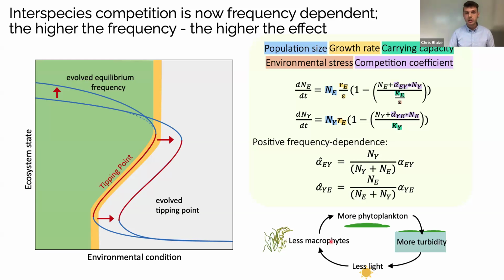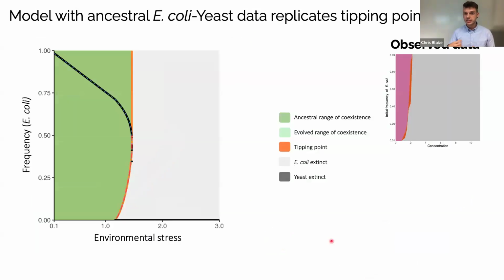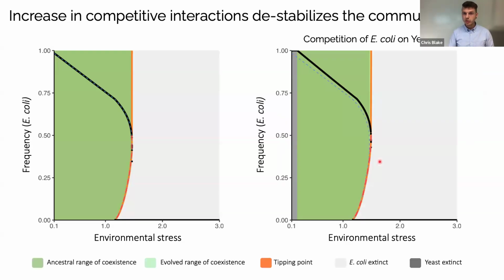Now, when we use this model and parameterize it with the ancestral data we are getting, we're actually able to recapture a tipping point, which looks very, very similar to our observed data. Now we can use this model to change each parameter individually to see how a change, an evolutionary change in it, could influence the tipping point. So in this example here, you can see what happens if competition between the two species is increasing. That's actually where we see a second tipping point occurring, and our system will be destabilized.